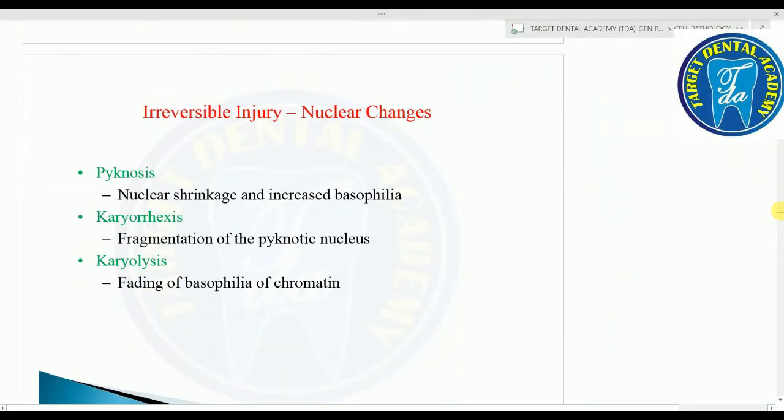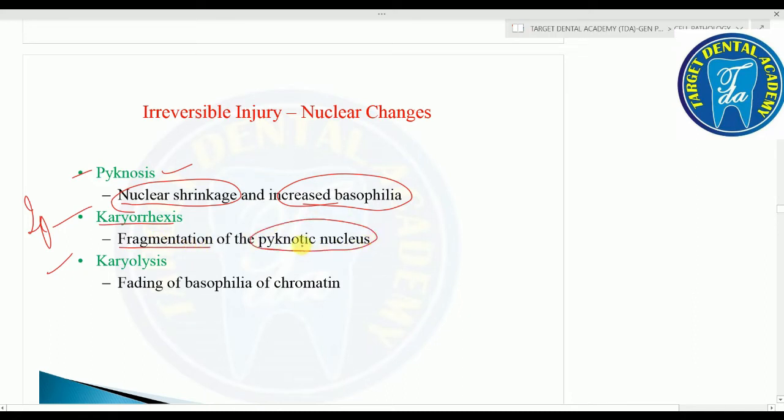Now what are the nuclear changes? The pyknosis, which means the nuclear shrinkage with the increased basophilia. Guys, these terminologies are very important. The karyorrhexis, in which there is a fragmentation of the pyknotic nucleus, and the karyolysis, in which there is a fading of the basophilia of chromatin. Very important. Please understand the difference between these 3 nuclear changes.